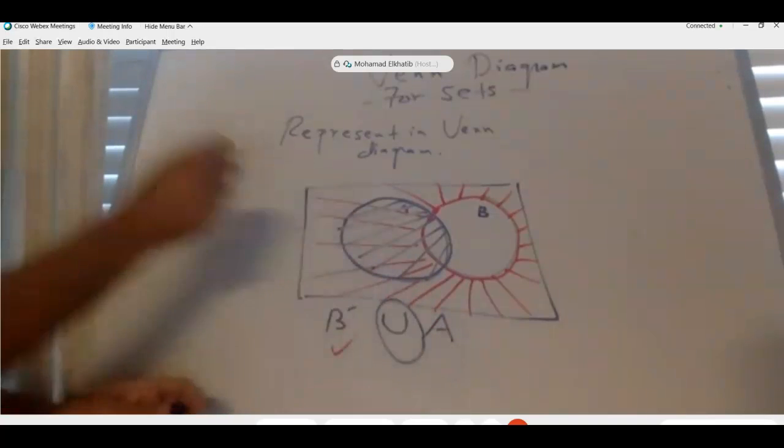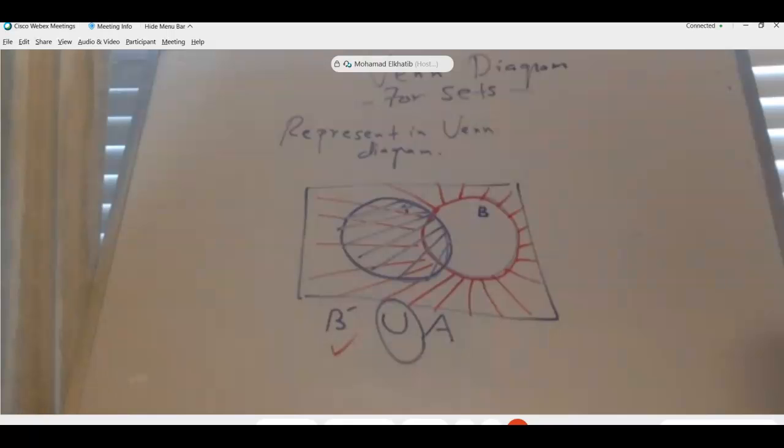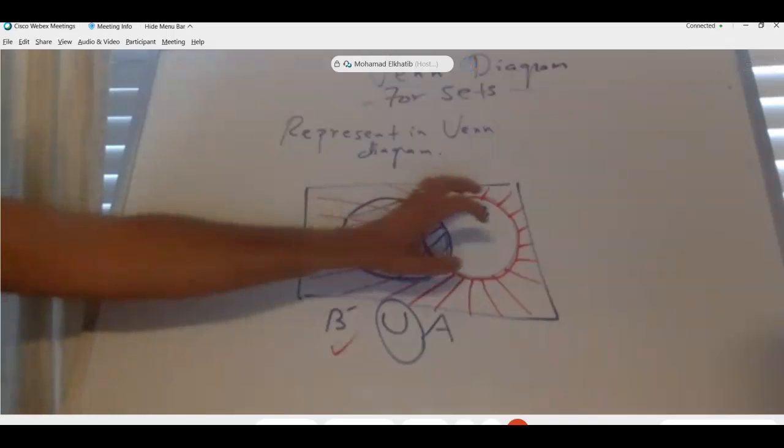What is this symbol, class? Who can tell me? Union. What do you do when you have union? What would be the answer? Take all of them. Exactly. Everything that is shaded will be the answer, whether they overlap or not. Everything except this white one.